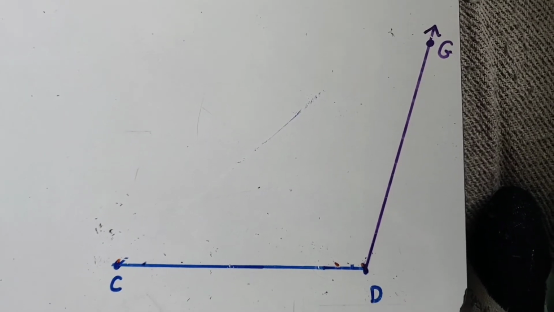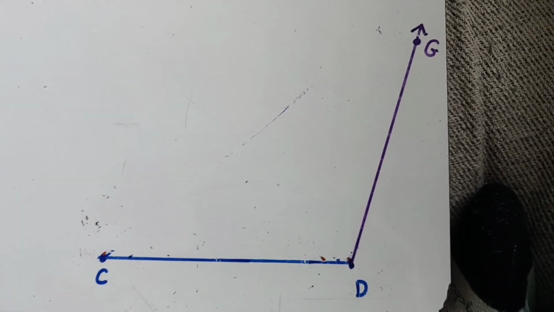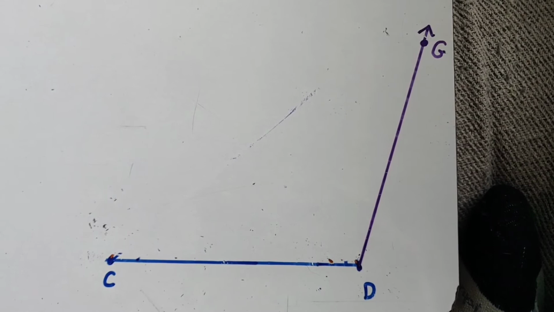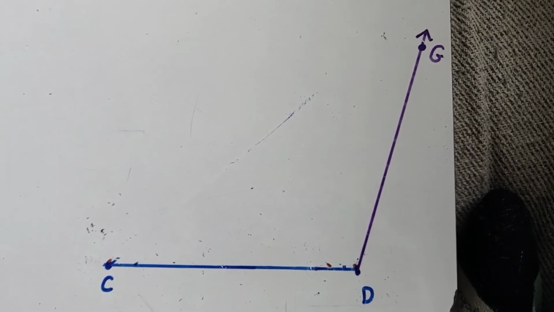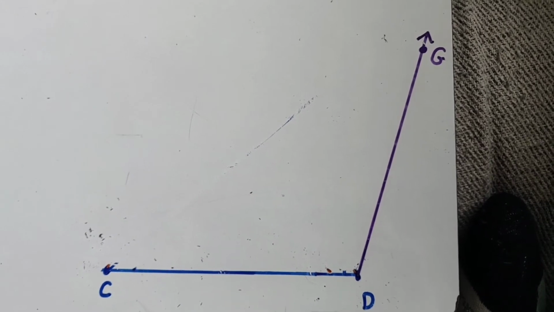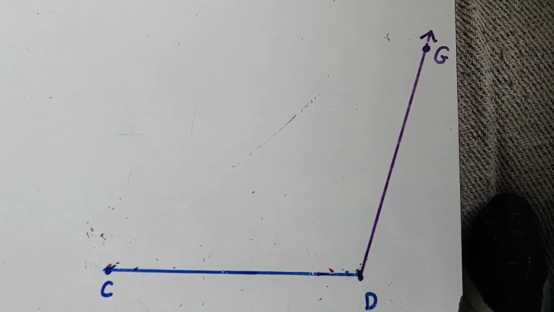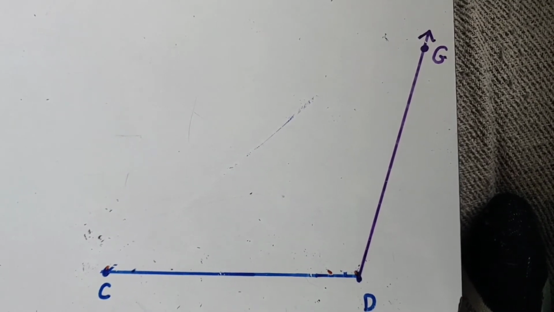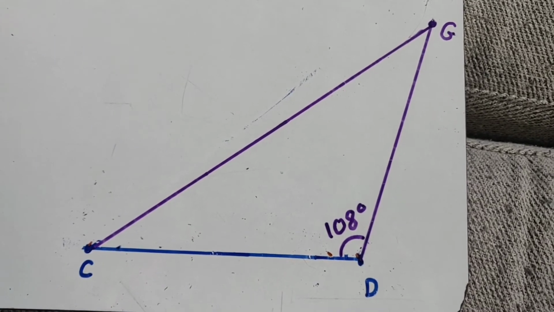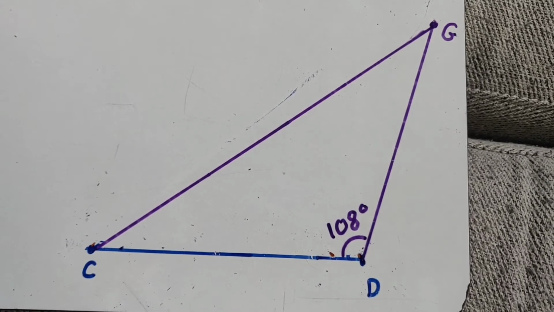So next, let's look at angle CDG, which we had already measured earlier and figured out it was obtuse, or greater than 90 degrees. I'm going to form a triangle by connecting point C to point G and creating a third side and also three angles, making this a triangle. Earlier we had already measured angle CDG at the beginning of the video and we figured out that it was 108 degrees.